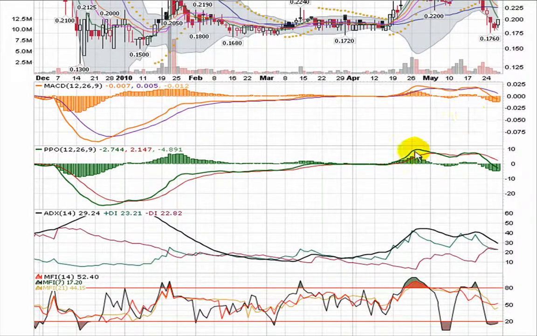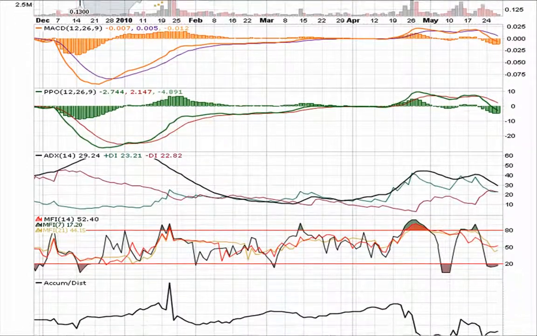You can see the PPO, the MACD, the ADX, even the MFI, all taking on that same sort of look. Now with the separation, the histograms look like they're trying to flatten and possibly turn again. This is a pretty nice candle pattern. Like I say, we'll come right back to that.